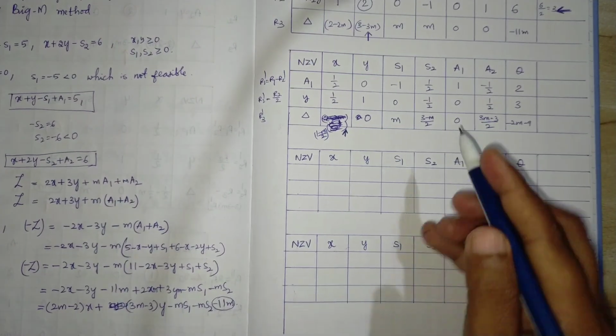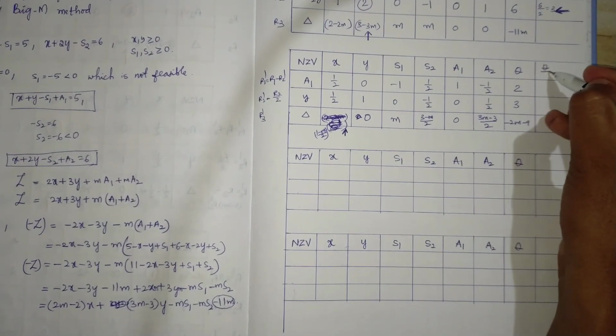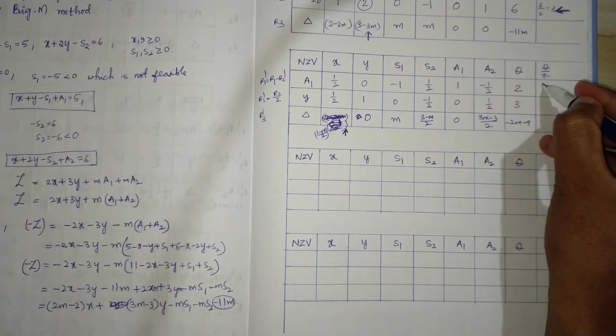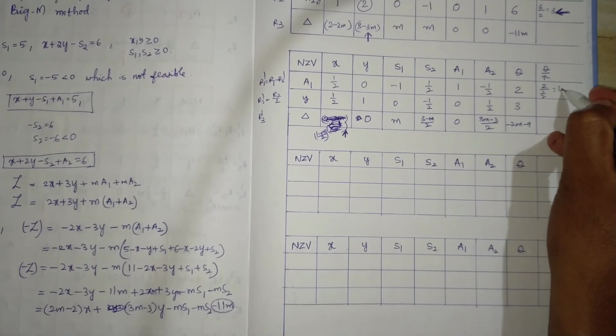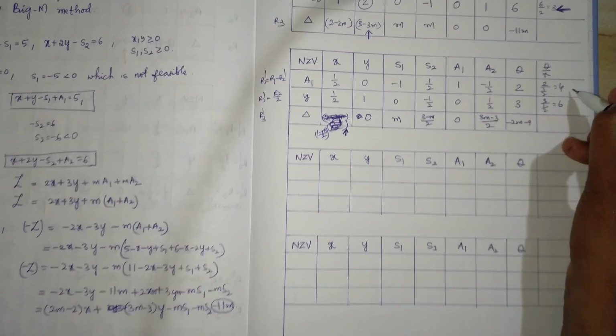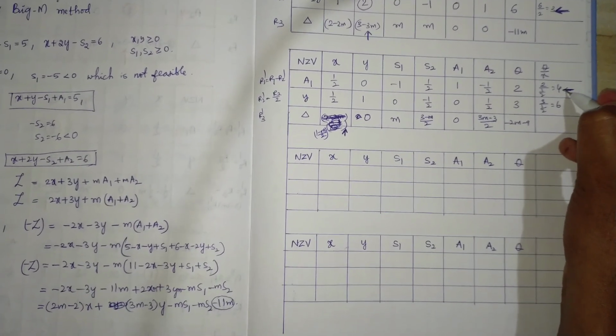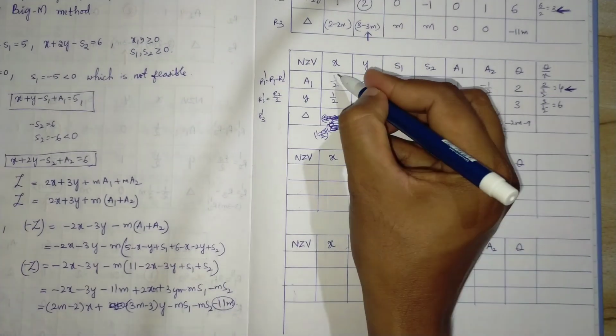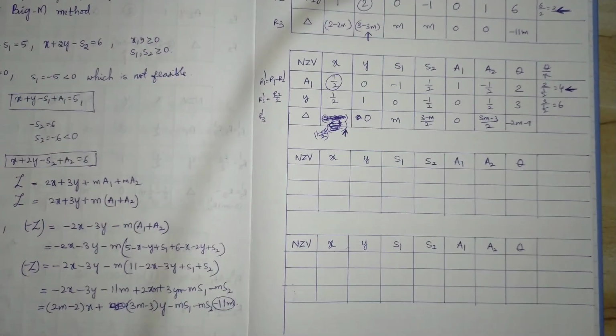And how can you identify the pivotal row? Let us consider the ratio quantity by pivotal column x, which is 2 by 1 by 2, which is 4, and 3 by 1 by 2, which is 6. So 4 is the smallest non-negative number here. So this is your pivotal row, so this is your pivotal element.